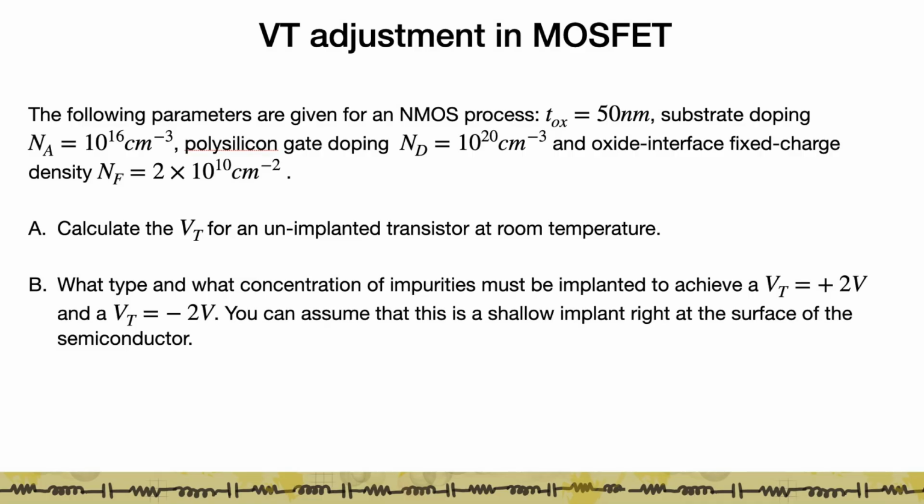So just calculate the Vt of the regular transistor. What type and what concentration of impurities must be implanted to achieve a Vt of plus 2 volts and a Vt of minus 2 volts? You can assume that this is a shallow implant right at the surface of the semiconductor.